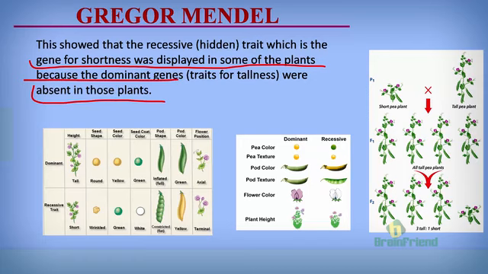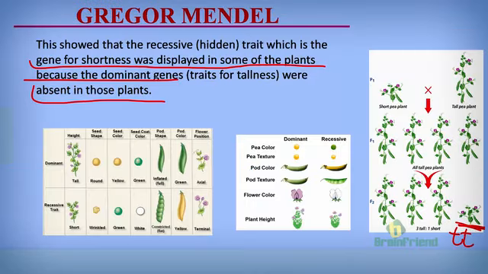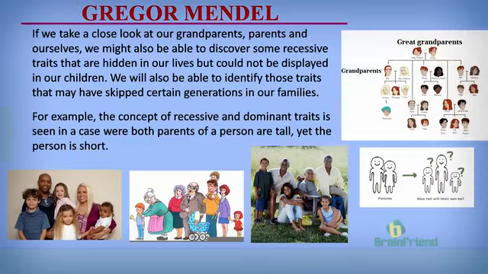So in this short plant, there was no dominant gene. All this plant had was small letter t and small letter t, no dominant. Dominant will always be written in capital. So this plant ended up being short because it took the small, or the recessive, traits from the parents. So Gregor Mendel's work exposed us to the knowledge of how genes are passed on from parents to children.